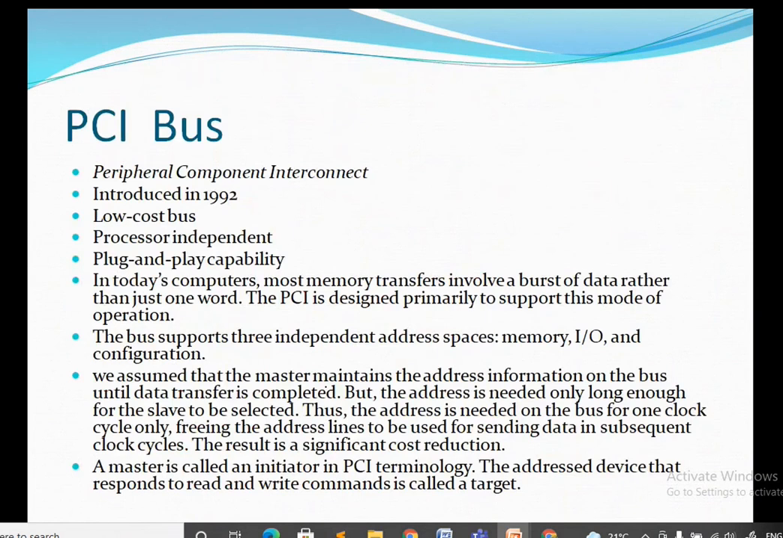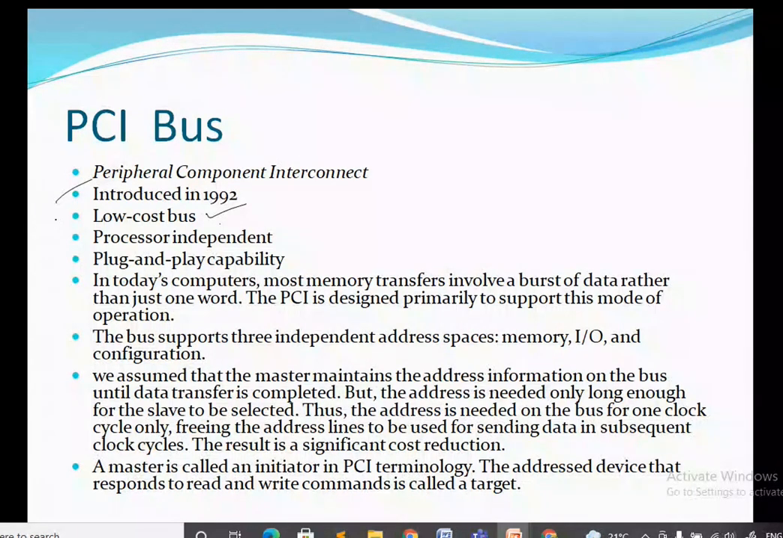Before going to the working procedure of PCI, we'll discuss the characteristics of the PCI bus. What are the important characteristics of the PCI bus? The PCI bus was mainly developed as a low cost bus, and it is truly independent of the processor. Any type of processor can be connected using the PCI bus. Another important characteristic is that it was introduced in 1992, which is when they introduced this PCI bus.